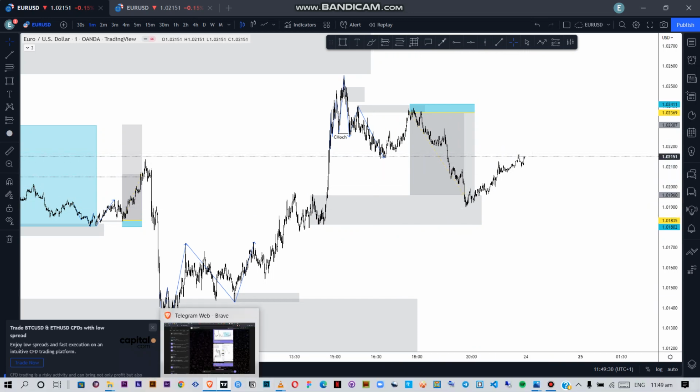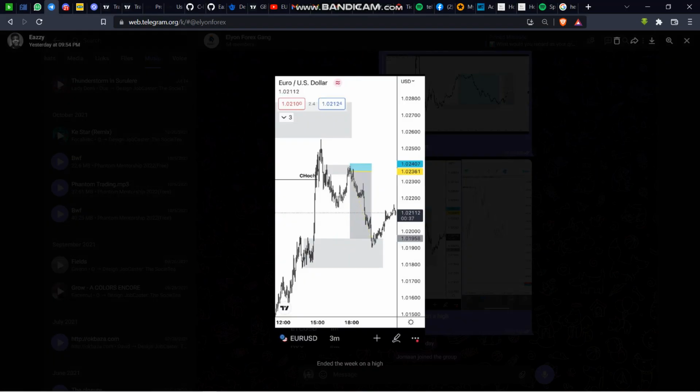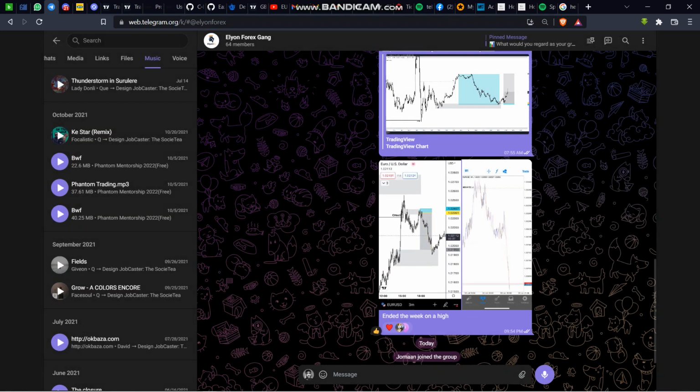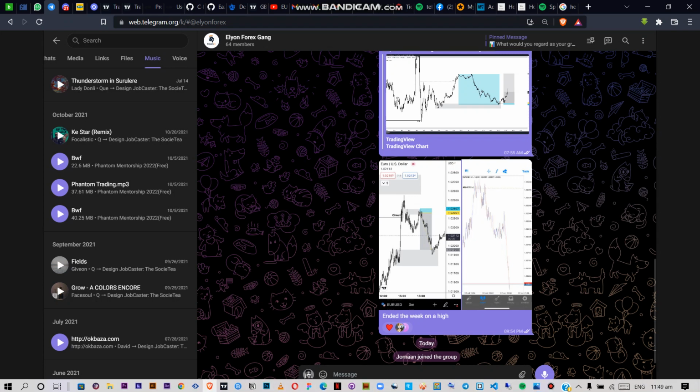So let me go back to the Telegram so you can see. Yeah, this was what I had on the Telegram. As you can see, this was my entry and this was my ultimate target, and I said I ended the week on a high. So this was a screenshot of the trade that I was able to take. So that was pretty much the trades I took on Friday.